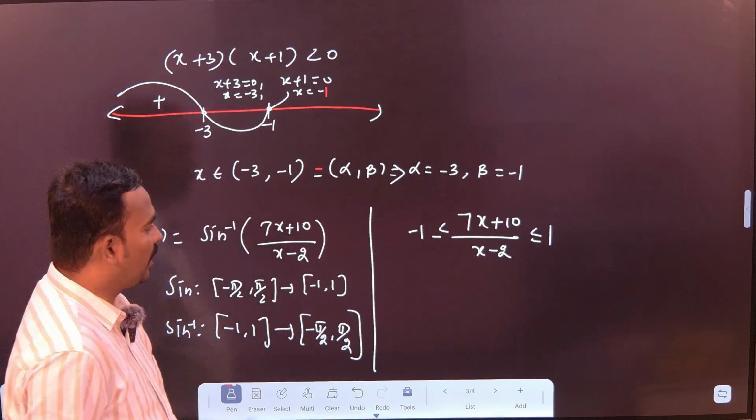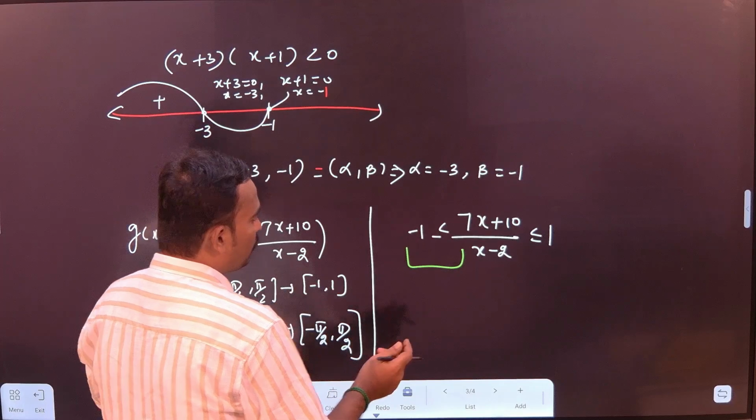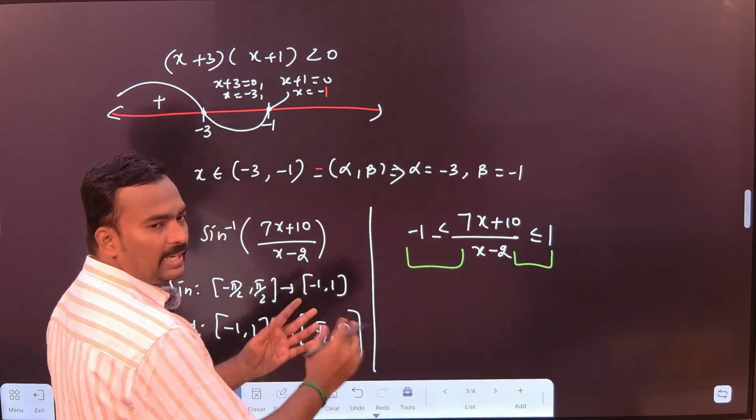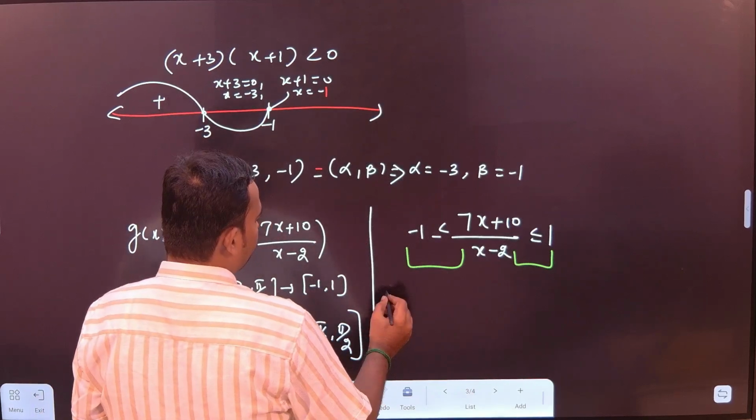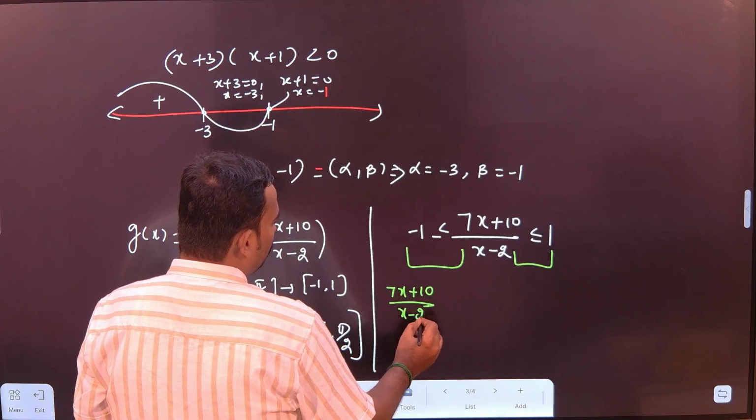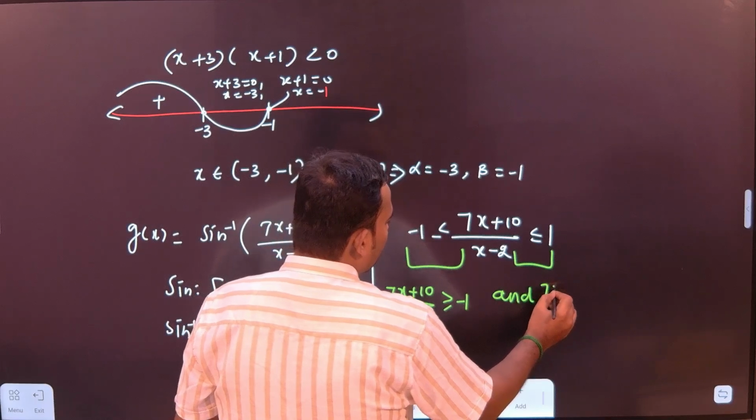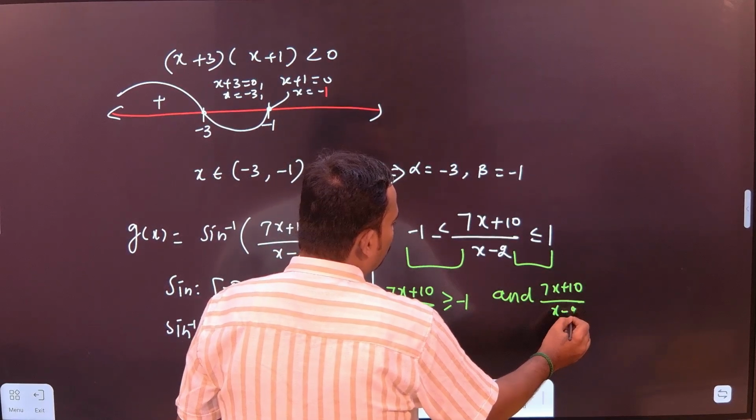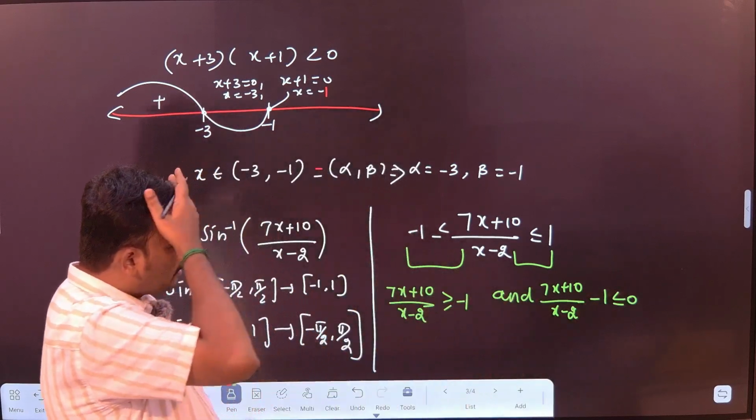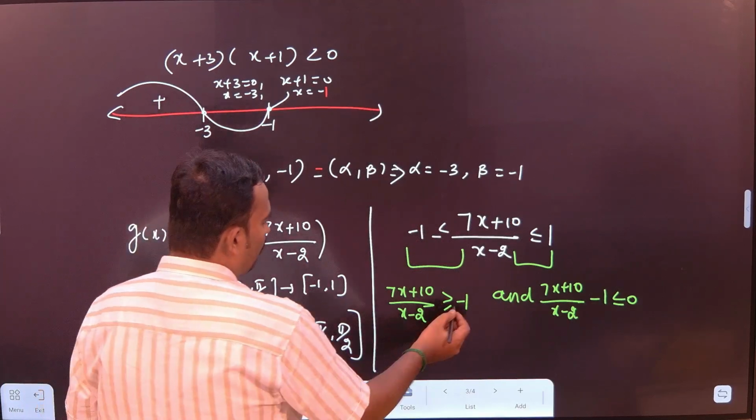So how to solve this? You can break this one: minus 1 is less than this expression and this expression is less than or equal to 1. You have to break this and take the intersection, right? Suppose you take the left side, (7x plus 10) divided by (x minus 2) is greater than or equal to minus 1. And (7x plus 10) divided by (x minus 2) minus 1 is less than or equal to 0. Clear? For the plus 1 I am sending it to the left side, minus 1 less than 0. Now you can add 1 to both sides.